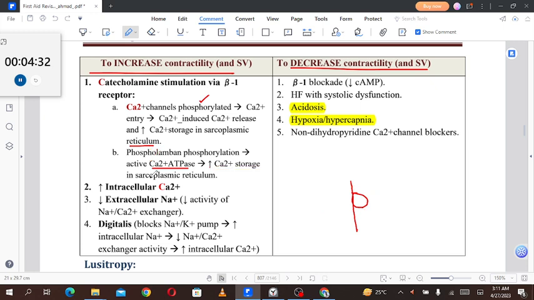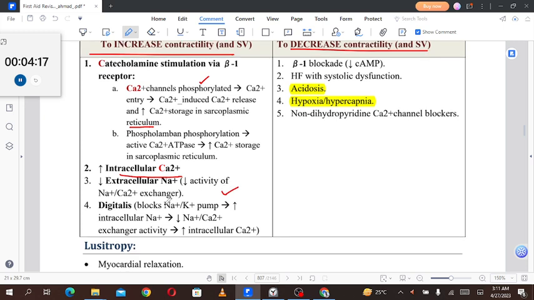This is something we saw in the physiology of the musculoskeletal system. Kindly check those videos for more details. Then, increased intracellular calcium. With catecholamine stimulation, we have increased intracellular calcium, decreased intracellular sodium gradient, and decreased activity of the sodium calcium exchanger. Digitalis blocks the sodium potassium pump, increases intracellular sodium, and decreases sodium calcium exchanger activity. So listen, an increase in intracellular calcium for any reason will also increase the stroke volume.